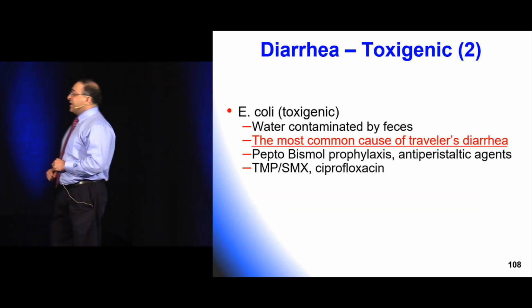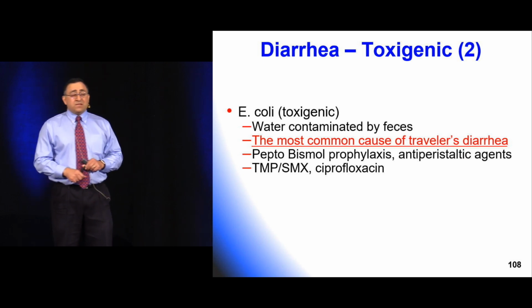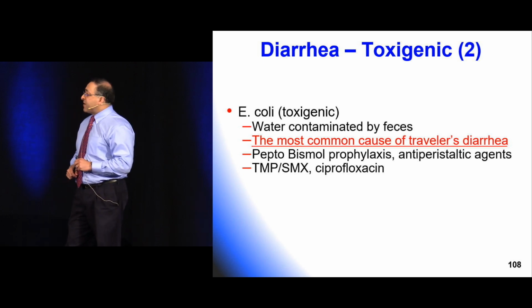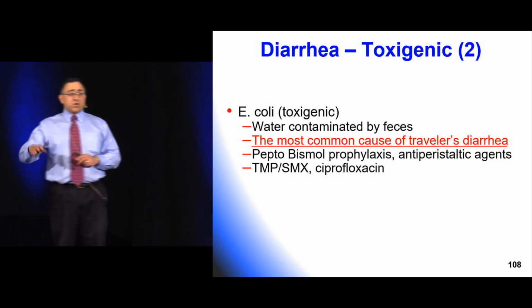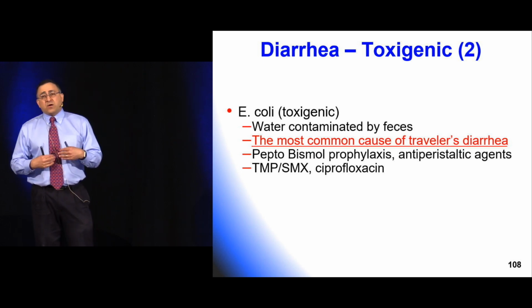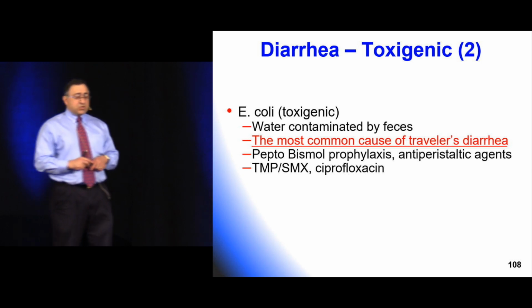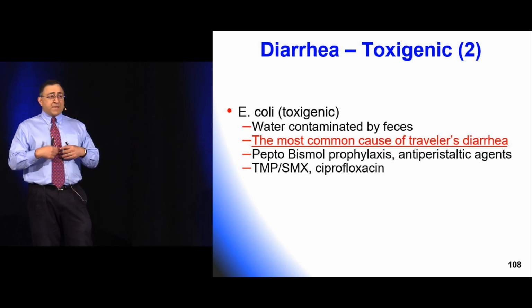Here's E. coli back again. Earlier we talked about the E. coli invasive type. This is E. coli toxogenic type. This is the most common cause of traveler's diarrhea. Patients who travel abroad to third world countries oftentimes get watery diarrhea early during their visit, and this is the likely cause. This can be treated with Bactrim or Cipro, which presumably may kill the bacteria that's producing the toxins.